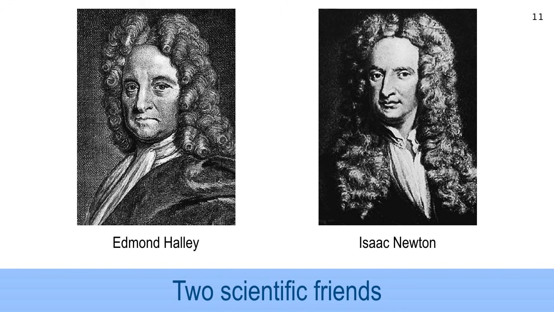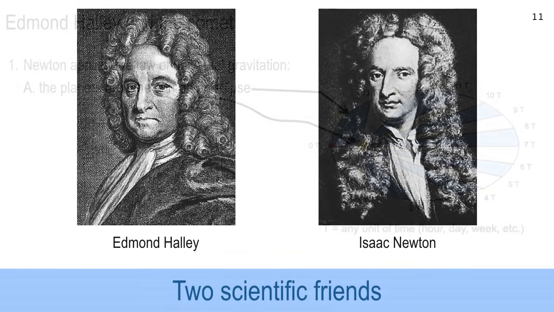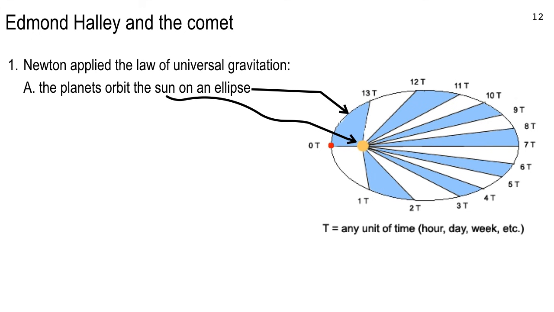But these two guys were friends. Edmond Halley helped Isaac Newton come up with the money to publish his famous book on the principles of natural philosophy. Principia, they call it. And Edmond Halley has an interesting story concerning comets. Now, Newton applied the law of universal gravitation, and he proved a couple things. First of all, the planets orbit the sun on ellipses.